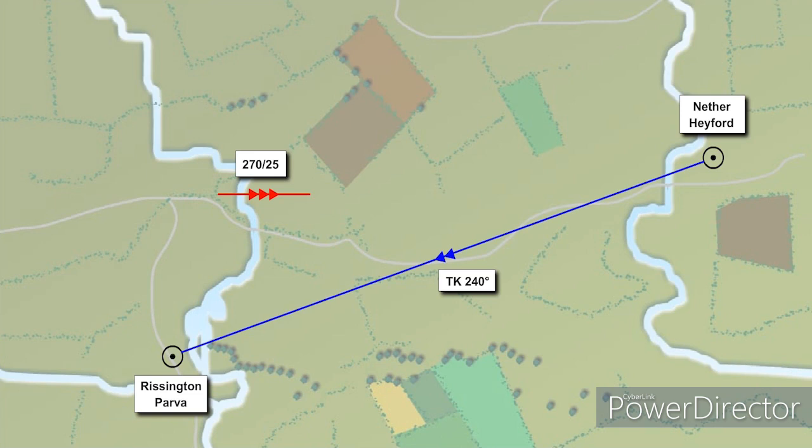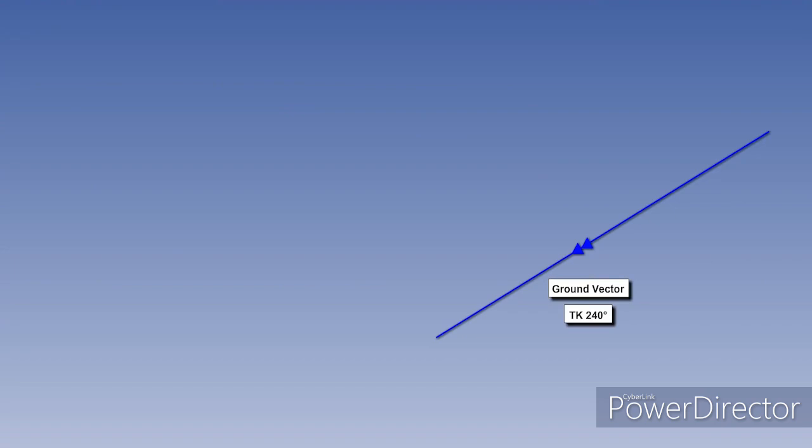Our line on the map can be used as the first line of our triangle of velocities. Note, however, that the track line gives only the direction of the ground vector of our triangle of velocities. We don't yet know its length, because that will give us our ground speed. The triangle of velocities deals with directions and speeds only, not distances, so the distance between Nether Hayford and Rissington Parva is irrelevant to our calculations. Remember, we're now dealing with a vector triangle, not with lines drawn on a map.